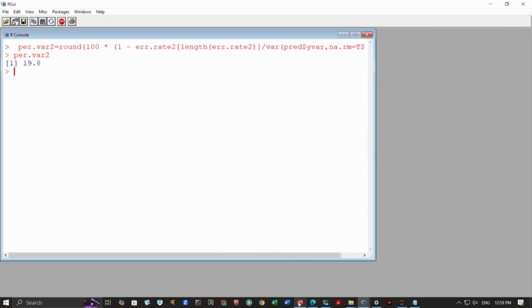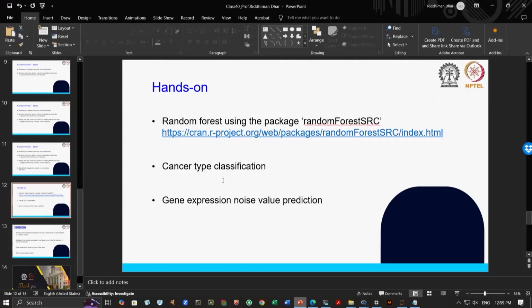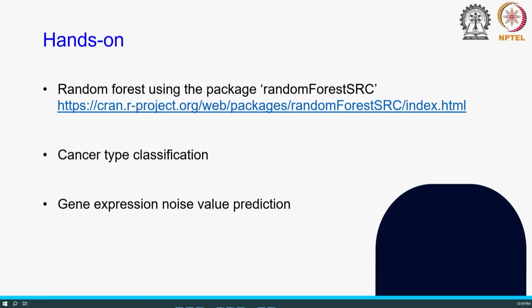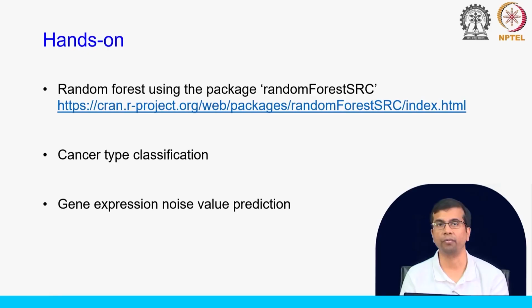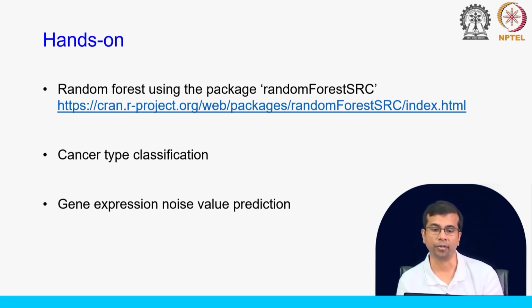Let's now go back to the presentation. We have completed this hands-on. We have used the randomForestSRC package for random forest modeling, and we have done two types of analysis. One is cancer type classification, which is a classification model, where we predict different cancer types. Then we also did gene expression noise value prediction, which is a regression model.